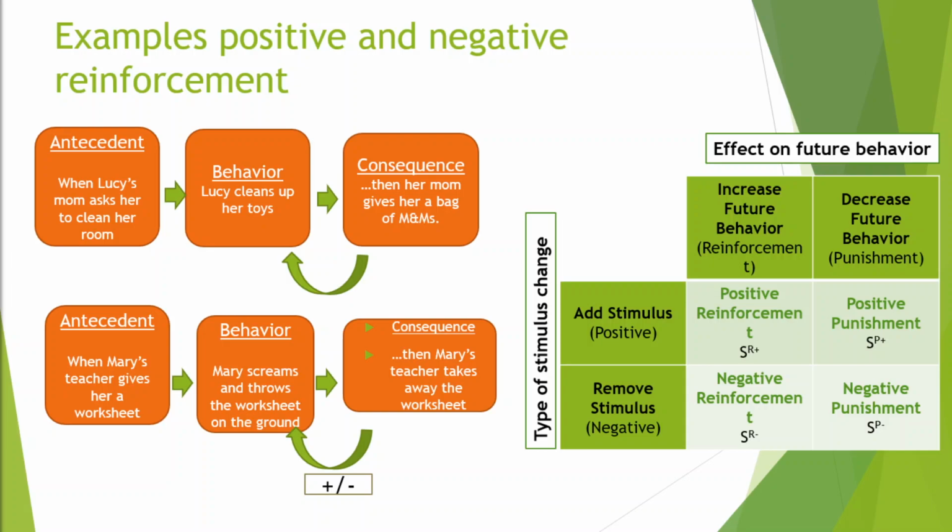So on your handout, I want you to do something similar where you describe 2 different examples and then explain what type of stimulus change is occurring and what effect on the future behavior is happening. This will also be good practice for your quiz because there's a couple questions that ask about whether or not certain actions would be considered positive or negative reinforcement or punishment.